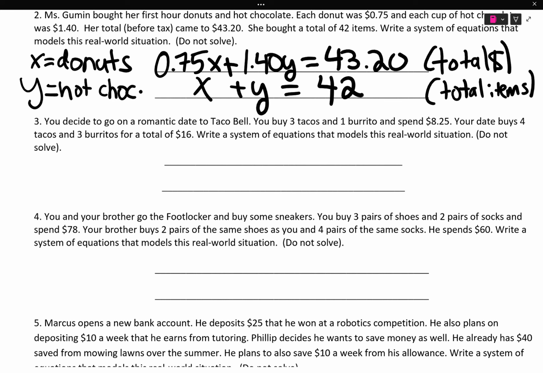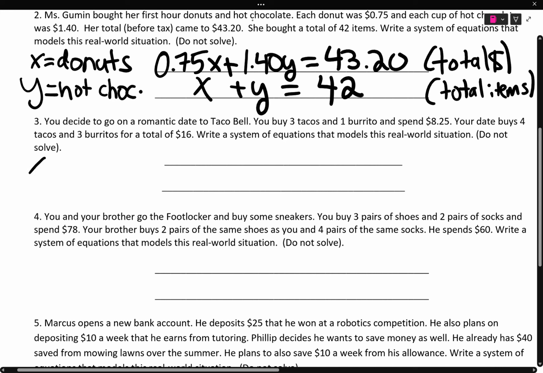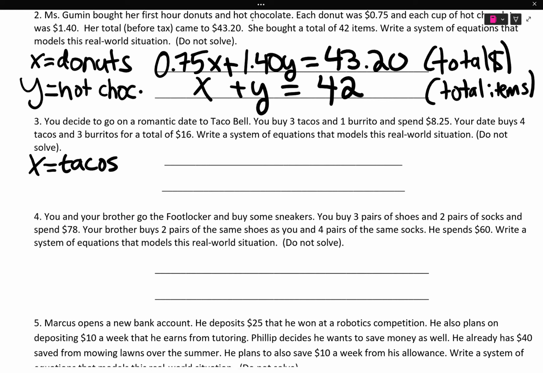First, let's think, what don't we know? Well, I know how many tacos and burritos I got. I don't know how much each of them cost. So, I'm going to do X for tacos. You could do T for tacos, you'd still need to write it. And I'm going to do Y for burritos.